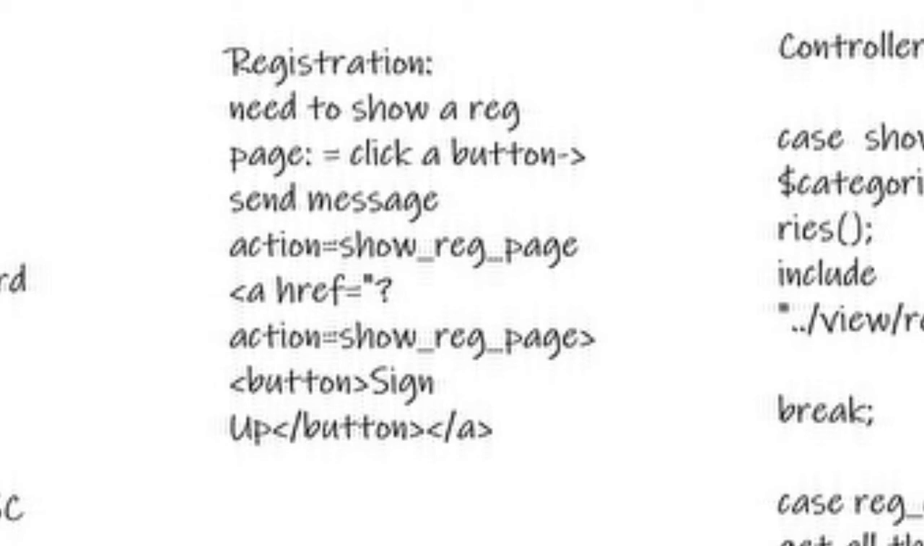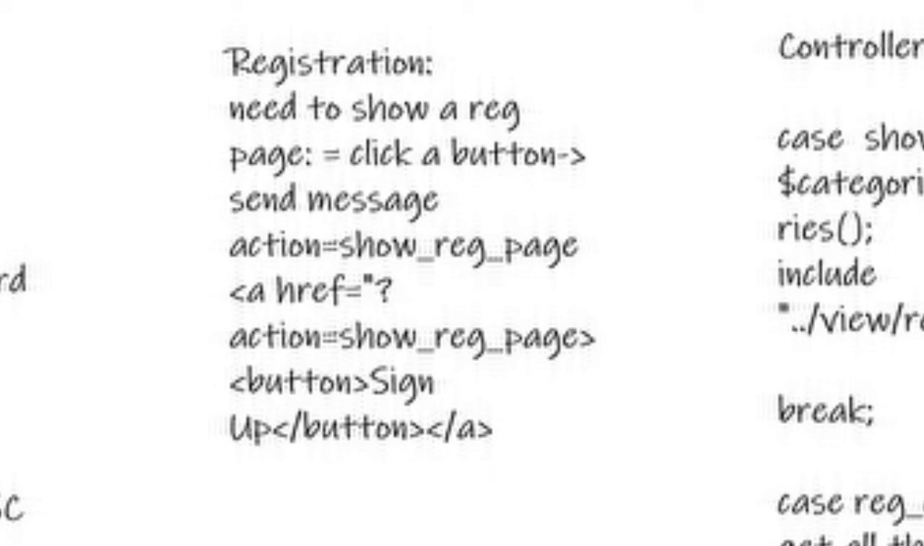Actually, no, we're going to have it inside a button, aren't we? I think that's the way. I'm not saying 100% that that is the way the code is going to be, but it'll be something like that. So we're going to have a button with just sign up on it, stuck inside an anchor, and the anchor is passing an href where we've got question mark action is equal to show underscore reg underscore page.